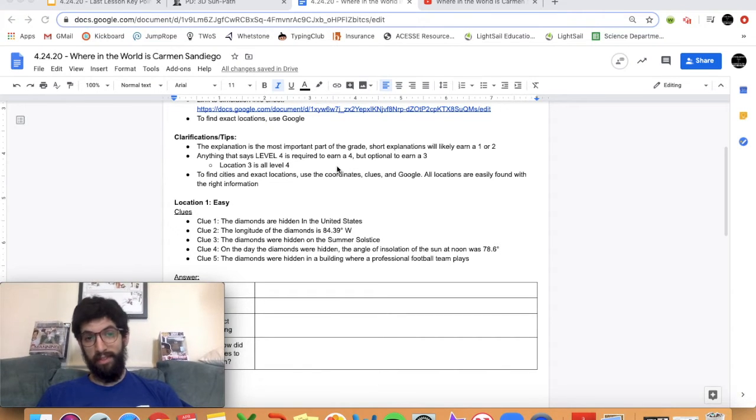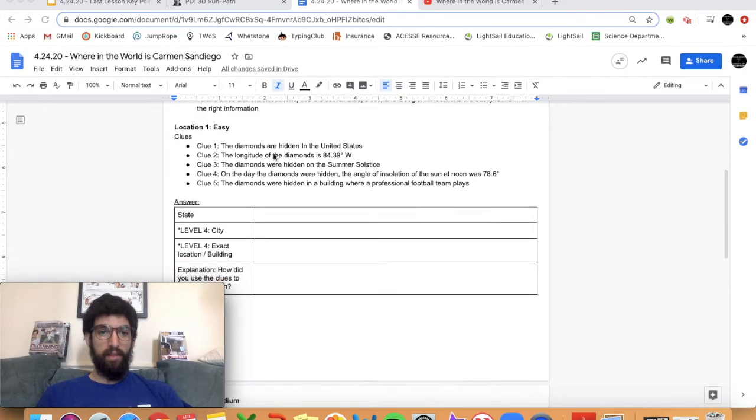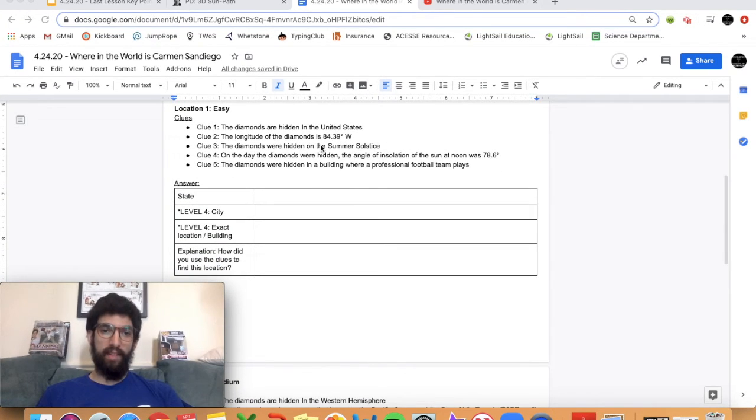Also, some parts of this are harder than others, and therefore they're only for level 4. If you see anything that says level 4, you need it to earn a 4, but it's optional to earn a 3. I recommend trying all of it, because if you leave the level 4 stuff blank and do okay on the rest, that's going to be a 2. But if you at least try the level 4 and it's not quite right, you can still get yourself a 3. All right, so the first one is the easy one.